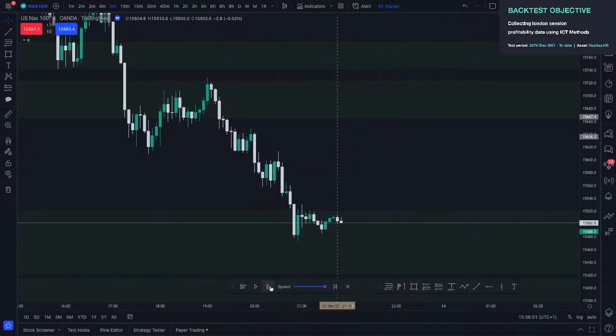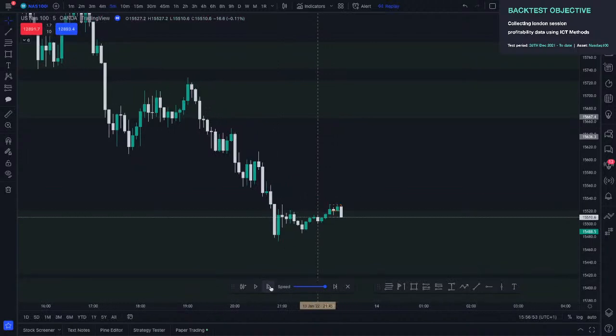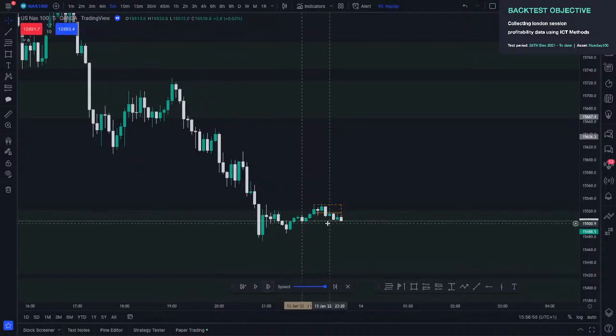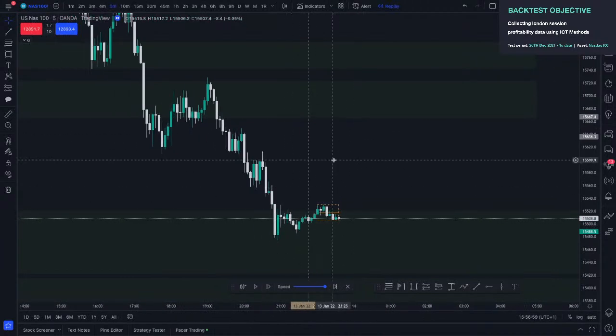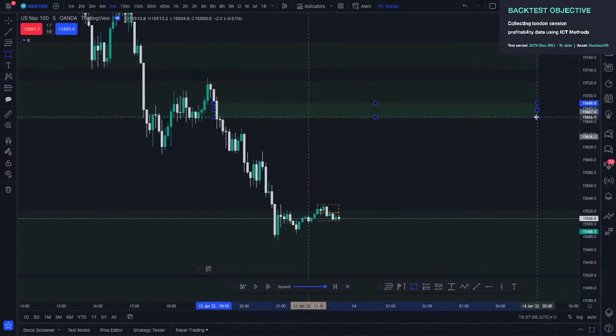Alright, let's play this day. Let's see how it unfolds. So, new day started. We expect a manipulation to the upside. I see this imbalance here that was not tested, so we'll mark this out.